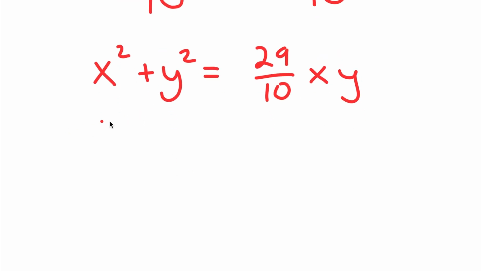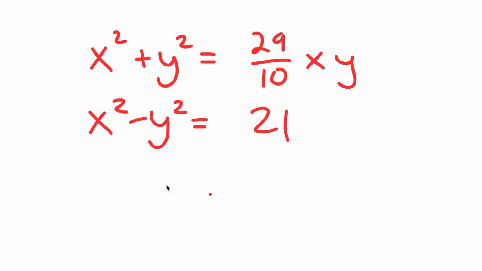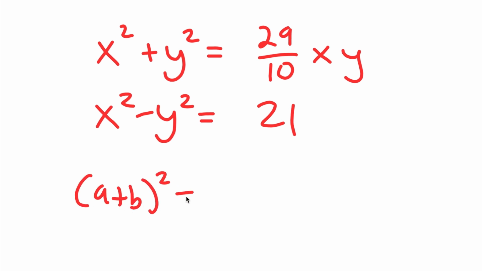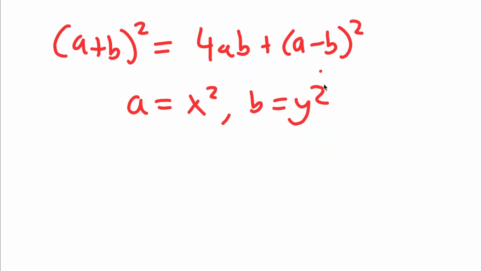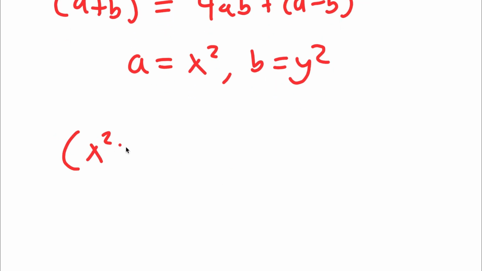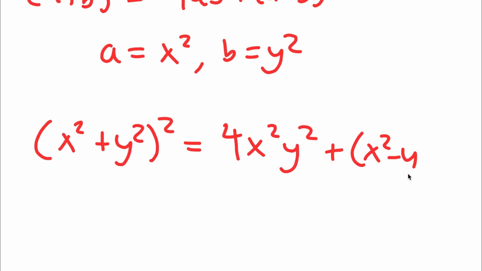Now, our second equation is x squared minus y squared is equal to 21. If I have something in the form a plus b squared, this is equal to 4ab plus a minus b squared. In this case, I'm going to let a equal x squared and b equal y squared. So I get x squared plus y squared squared is equal to 4 times x squared times y squared plus x squared minus y squared squared.